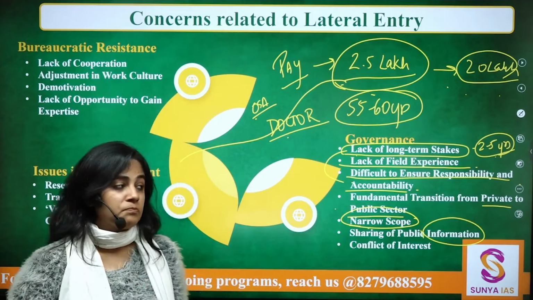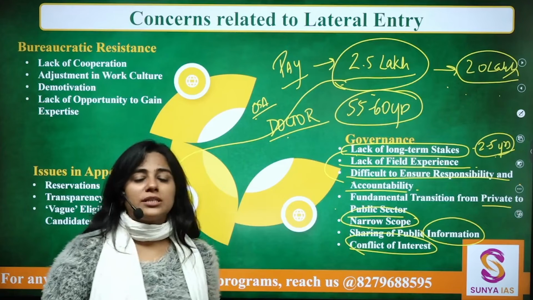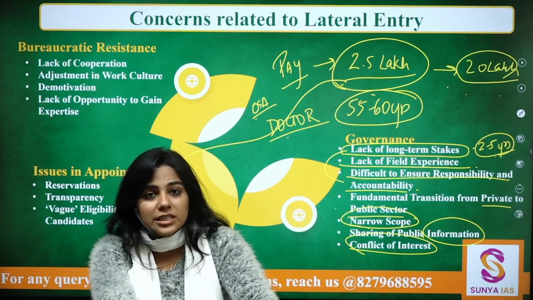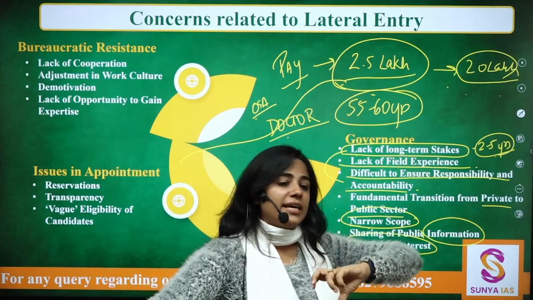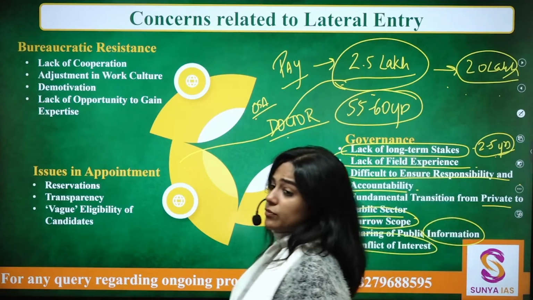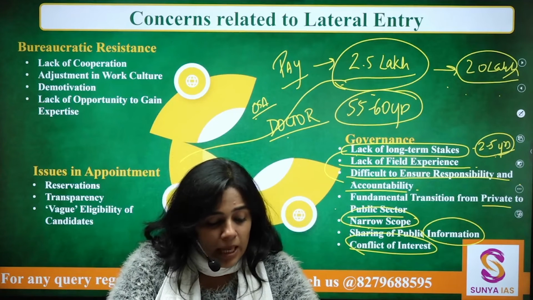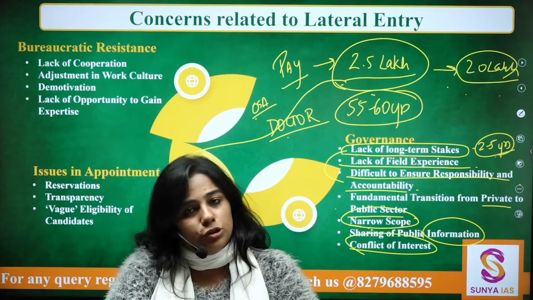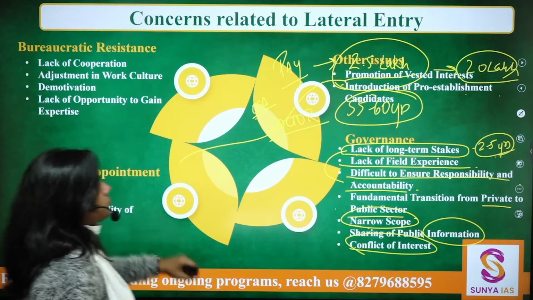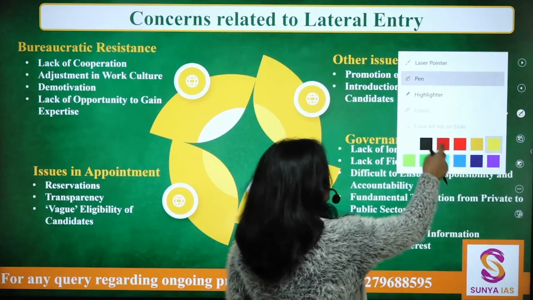Then overall conflict of interest can happen, because if someone is coming into the government from the private sector and they give a very big contract to a company which they are associated with, affiliated with, or which their relatives are affiliated with, that can lead to issues, right? That is there. Then other issues, they are very common issues, you can just write them down.